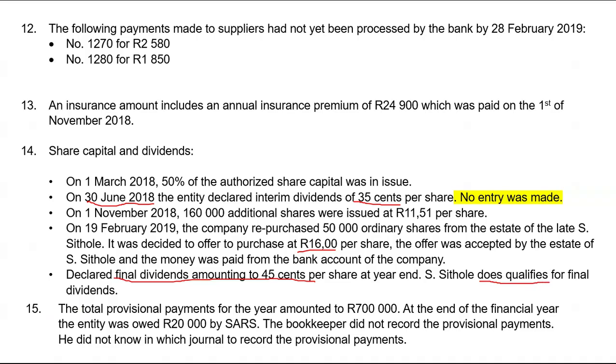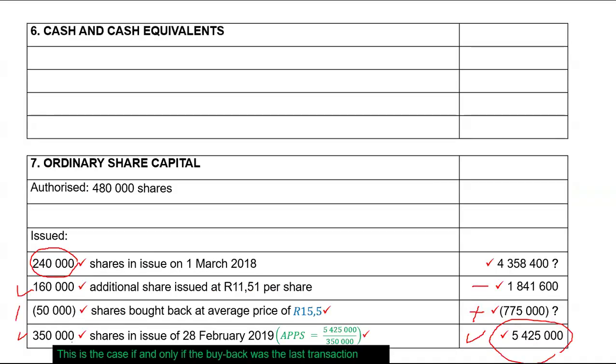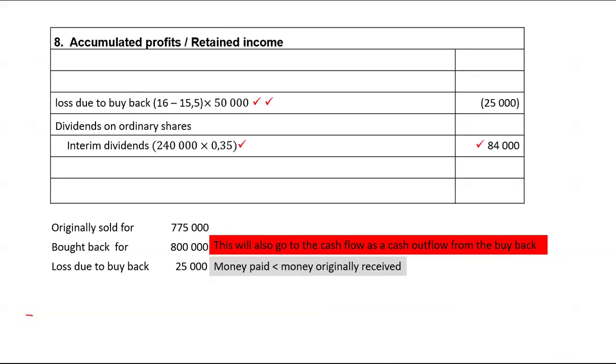So since they say does qualify, we can't take the 350,000. We need to add back the 50,000, because Assetole does qualify for final dividends. 350,000 plus 50,000 gives you 400,000. So our final dividends will be calculated on 400,000 multiplied by 45 cents, and that will give us 180,000. Add your interim and your final, they'll give you total dividends, which will be 264,000.